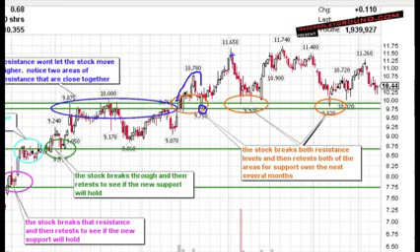Okay, look at the run up off support. Then we could have bought here, we could have added here, and look at the run up off support right here. Okay, so then we're patient, and look at this. It tested support again, and look at the run up off support.